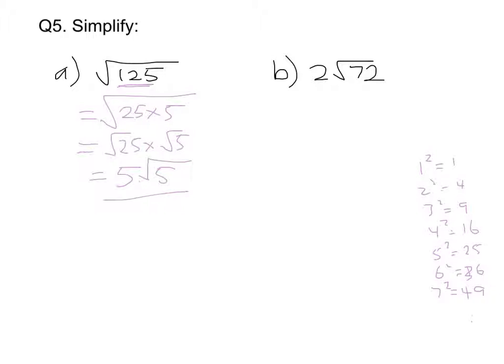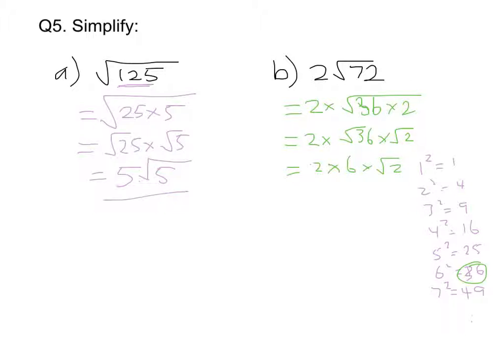Now similarly, this part B over here will be equal to 2 times the square root of 72. If I look down here, 36 goes into 72 twice, so it's going to be 36 times 2. So that's going to be 2 multiplied by the square root of 36 times the square root of 2, equals 2 times 6 root 2, since the square root of 36 is 6. So now we have 2 times 6 is 12 root 2. And we'll move on to the next slide.